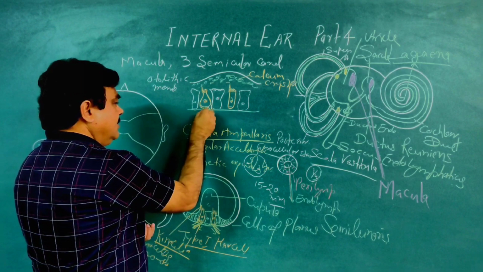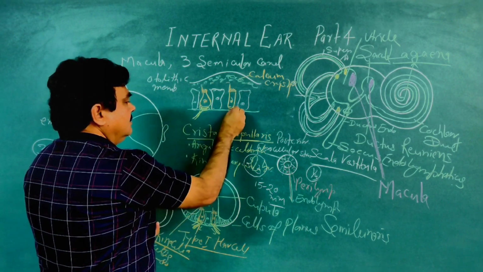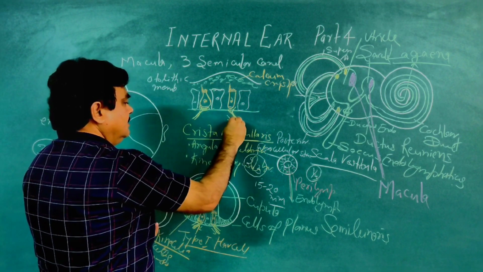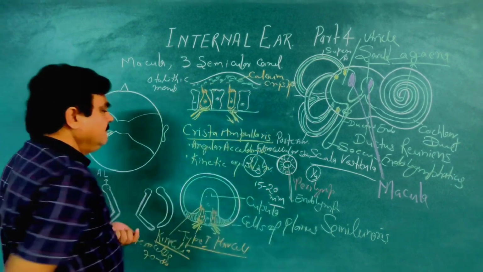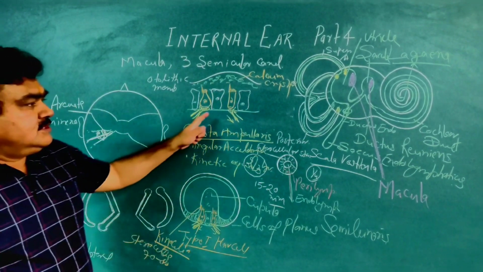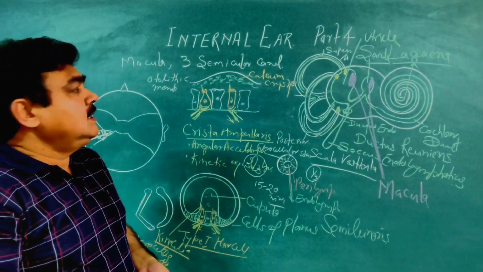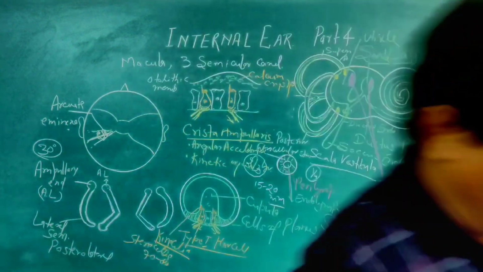And here is the position of sensory nerve cell, afferent and some efferent fibers also join with this. So this is histology of the macula. So this is all about the internal ear part 4. Thank you.